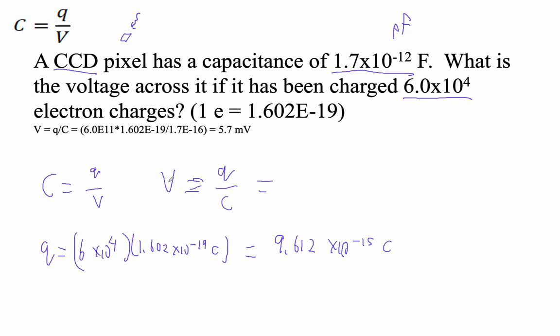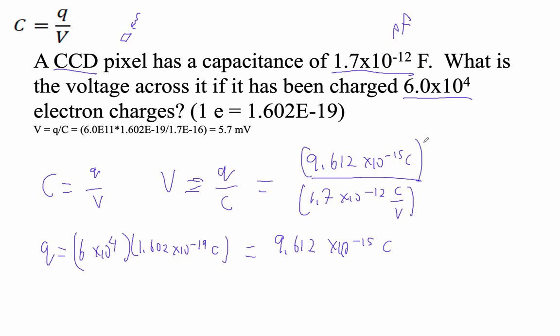So now we can figure this out. The voltage across it is how much charge you have divided by how much space it's got to move into. The capacitance of it, you can think about that as space for charge. So 9.612 times 10 to the minus 15th coulombs divided by 1.7 times 10 to the minus 12th. And that is coulombs per volt, or farads, by the way. A farad is a coulomb per volt.